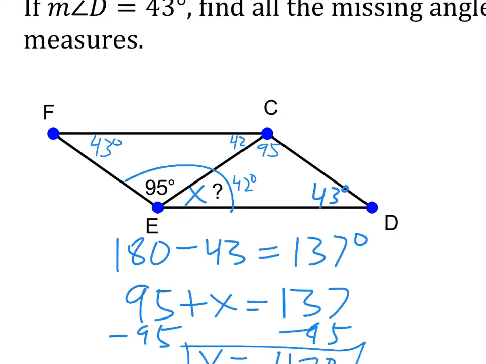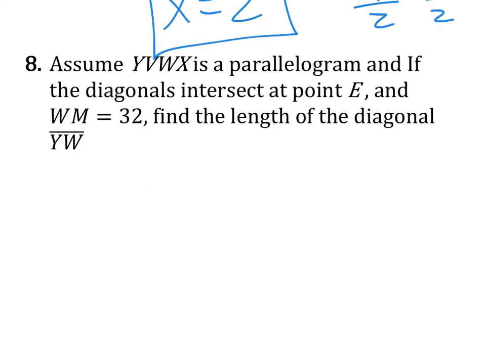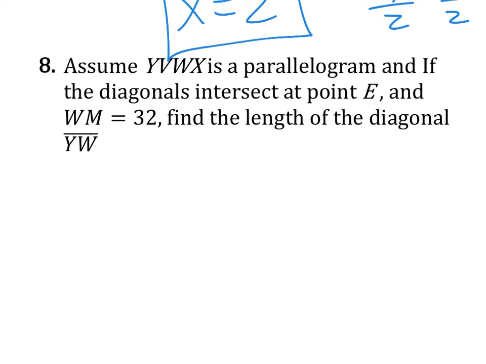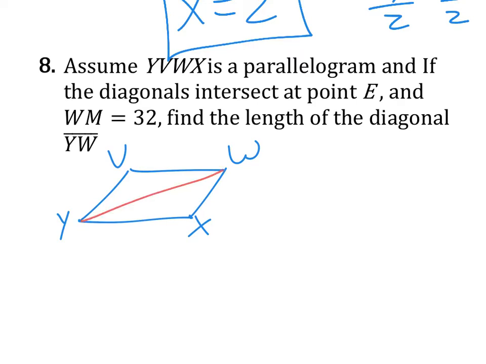All right. Okay, and so we've got a parallelogram here. YVWX. All right. It's a parallelogram. And we got some diagonals that intersect at, come on, diagonals. See if I can draw a straight line. At this point right here, we're going to call that E.